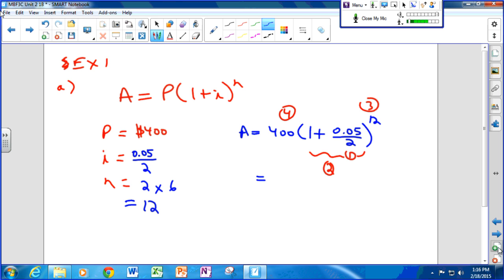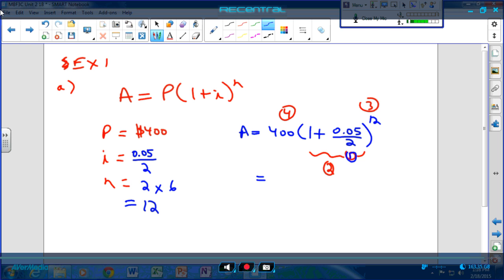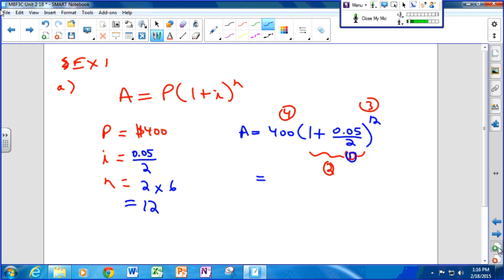For step one then, it's 0.05. 0.05 divided by 2 gives me a number. It's on my calculator. I got 0.025. Then step 2, I'm going to add 1. So I just say plus 1. So now I've actually got what's inside the brackets.